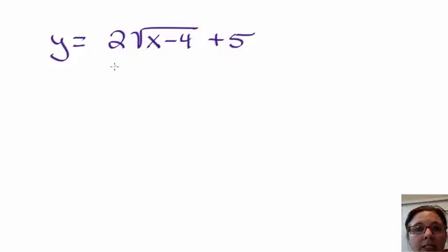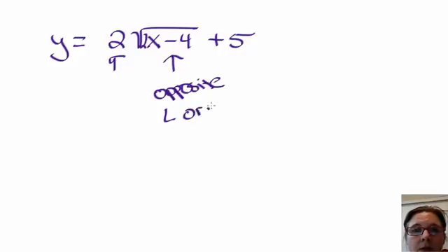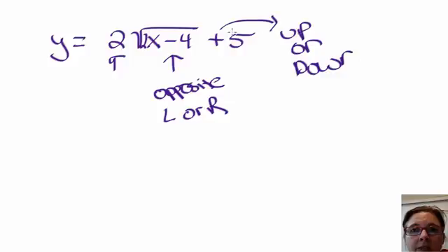y equals 2 square root x minus 4 plus 5. Okay, this isn't going to shift it. That's just going to make it skinny or fat. Same if you put something here. Okay, this is going to make it move opposite, left or right. Okay, and this is going to make it move up or down. So if it's positive, it's moving up. If this is negative, it's actually moving to the right because you're going to go opposite. Okay, that's it.